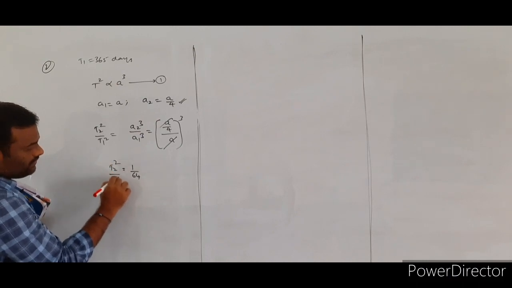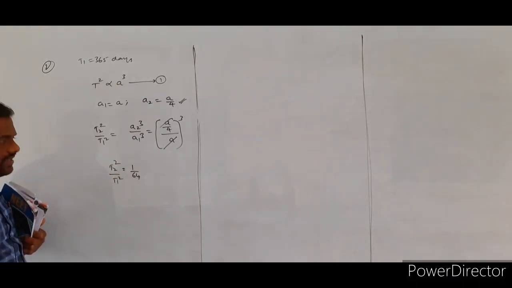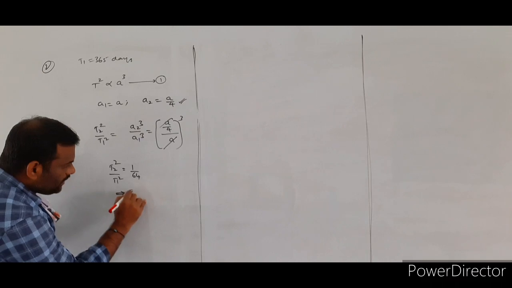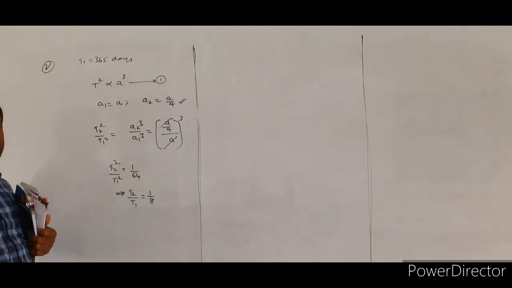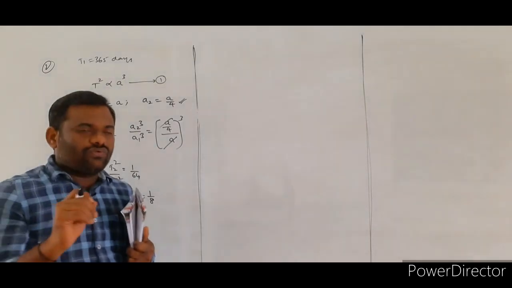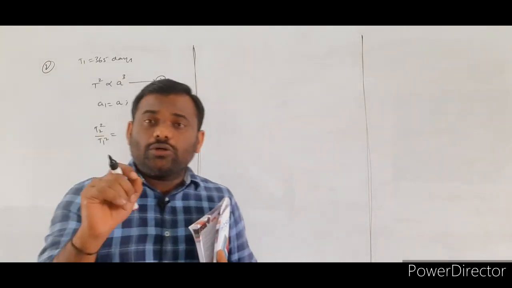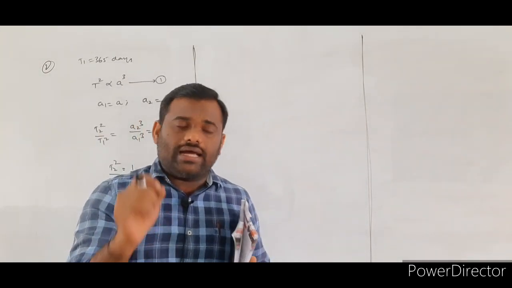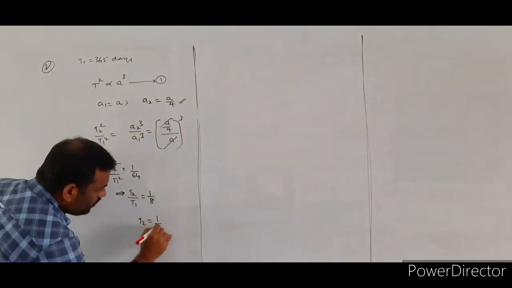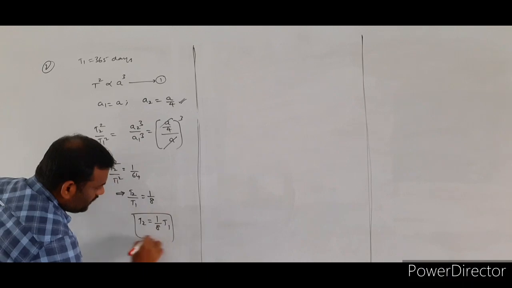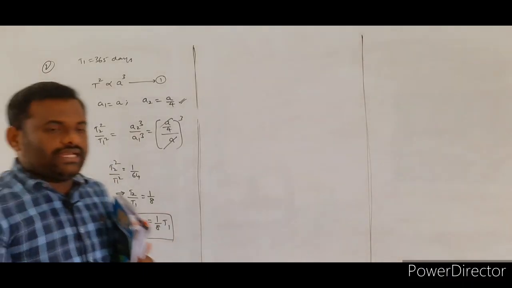So T2 square by T1 square is 1 by 64. From this we write T2 by T1 is equal to 1 by 8. But what value are they asking? The new time period of revolution of the Earth. So T2 becomes 1 by 8 of T1.